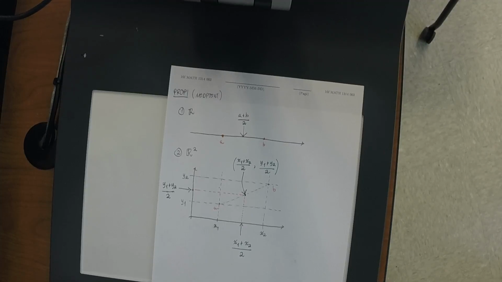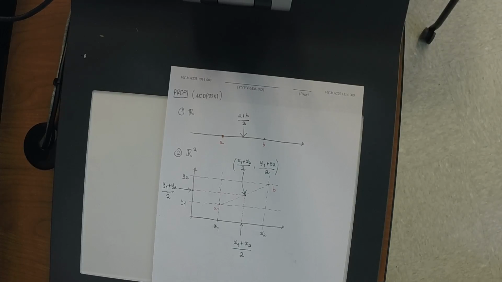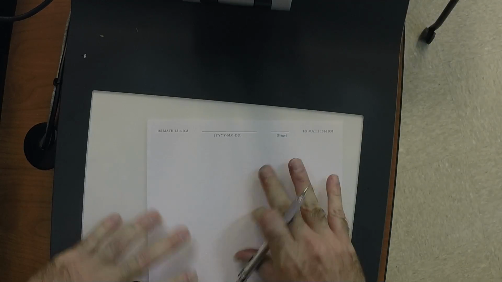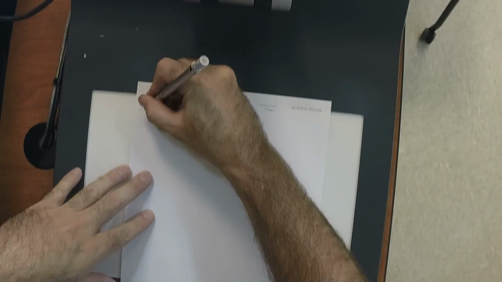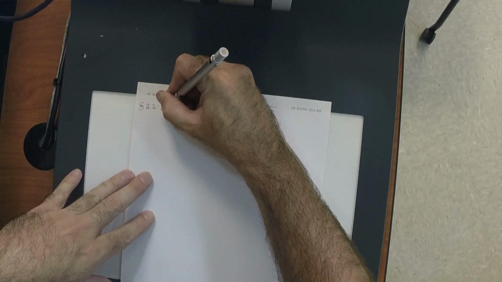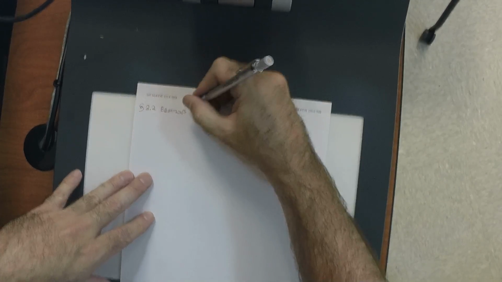Okay, so any question before we move to something completely different? So we're okay with this? Okay. So now, we're in section 2.2, which is called equations in one variable.